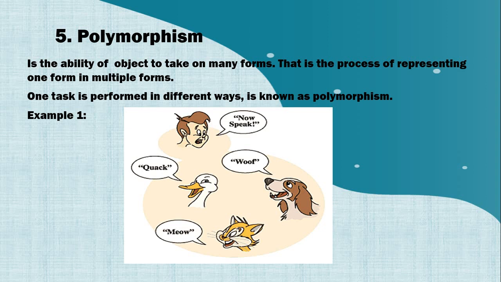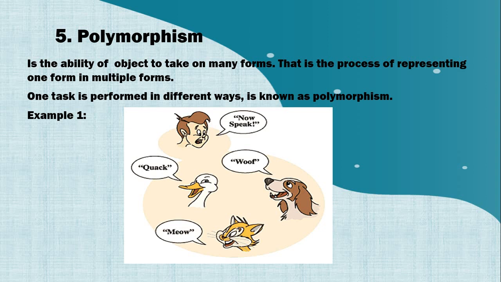Now consider an example. In the picture I am showing, the task is speaking. When the task needs to be performed by different objects, the same task is performed in multiple ways: quack by the duck, meow by the cat, woof by the dog, and the person will speak normally. So one task is performed in multiple ways, or more than one form.